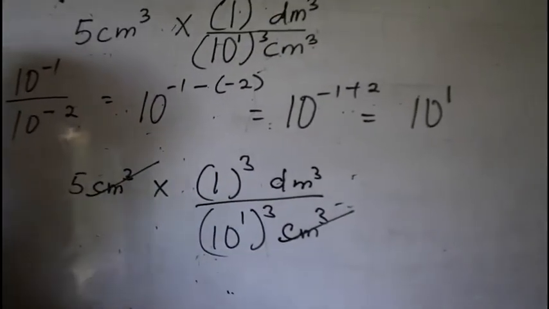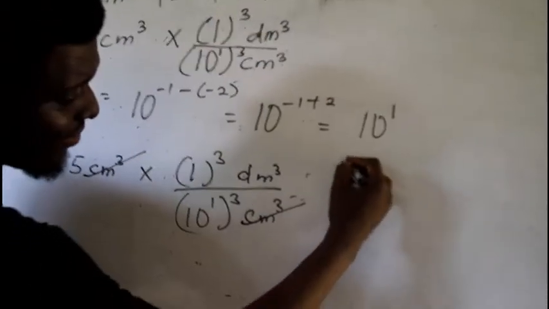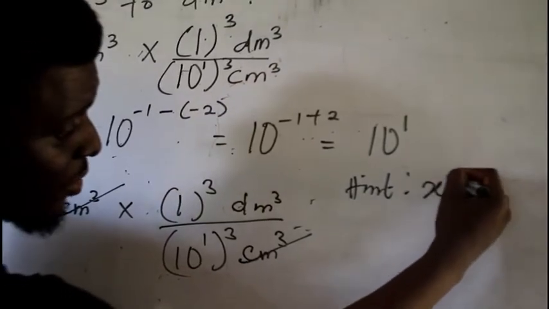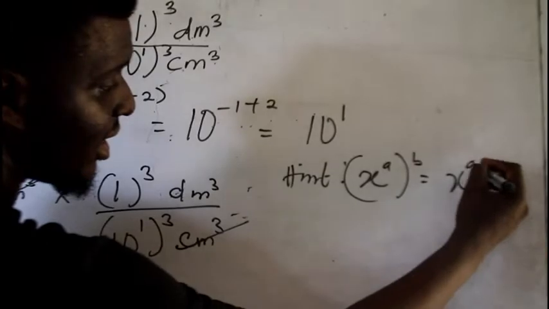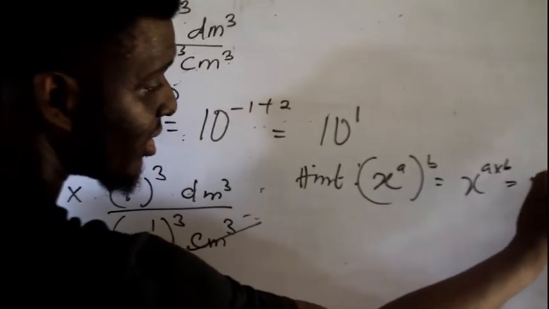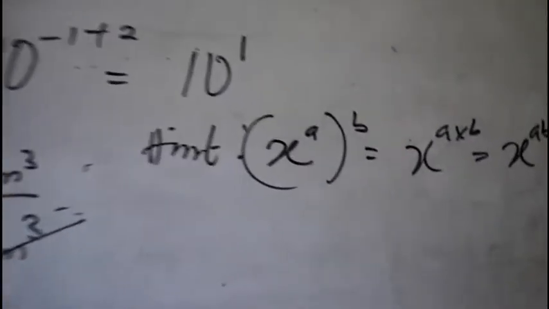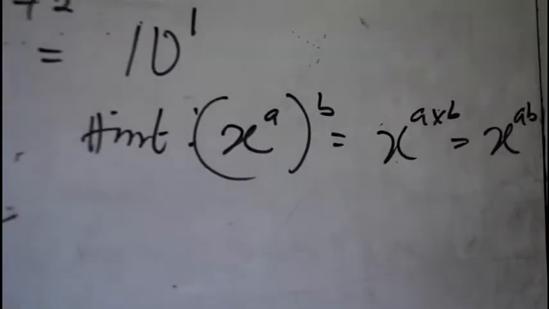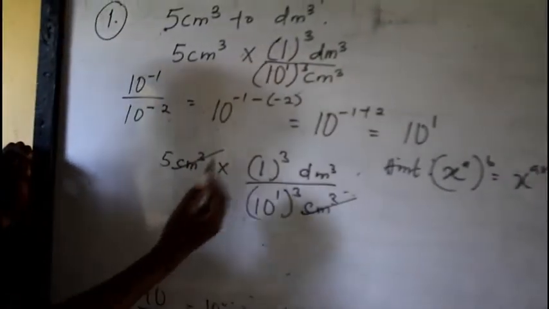Another thing you need to note from your indices: whenever you have X raised to power A, all raised to power B, it means X raised to power A times B. Please note that. It's very simple. Mathematics is very simple. Just know the procedures step by step. Don't be too fast.